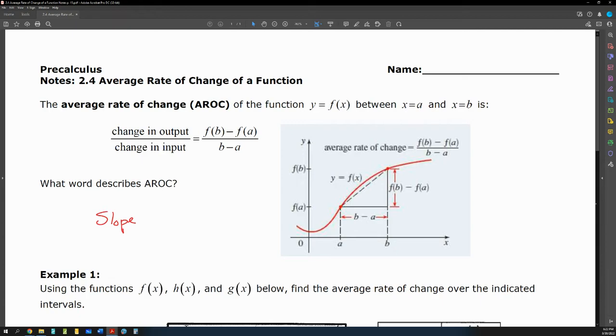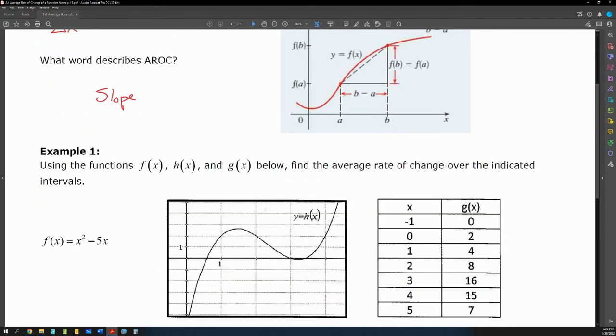So you can go ahead and include in your notes, average rate of change is very similar to the slope of a function between 2 points of a function. So you can be thinking like change in output over change in input. You can be thinking vertical change over horizontal change, or change in y over change in x is another way we represent this. Okay, let's take a look at a few examples.